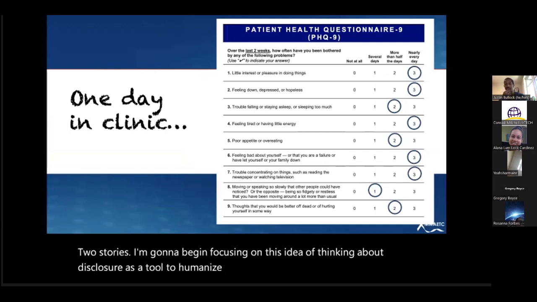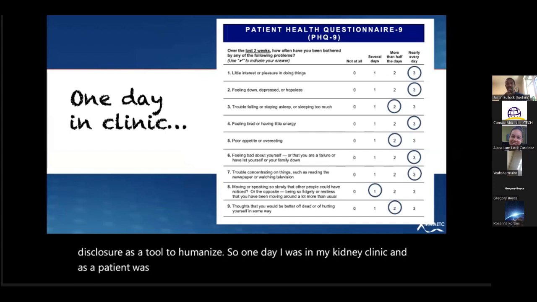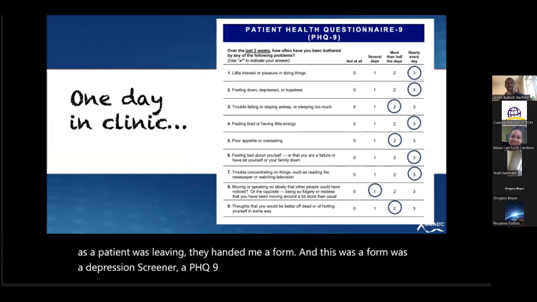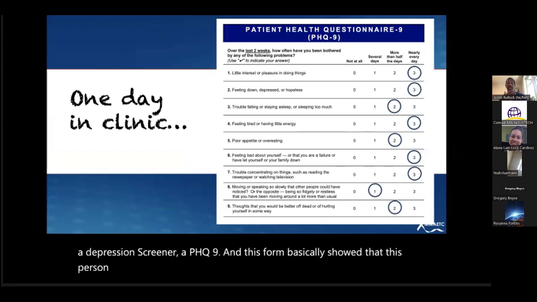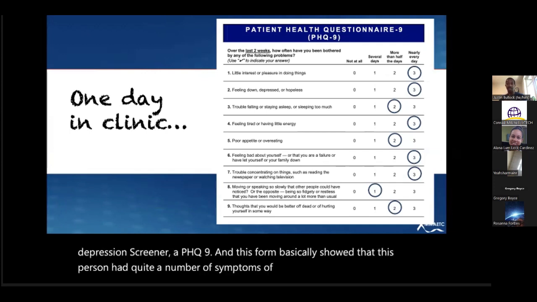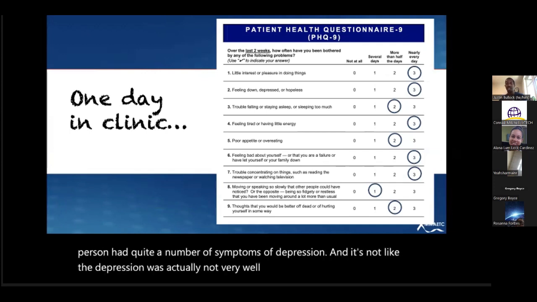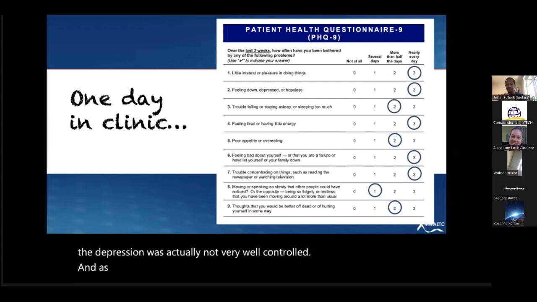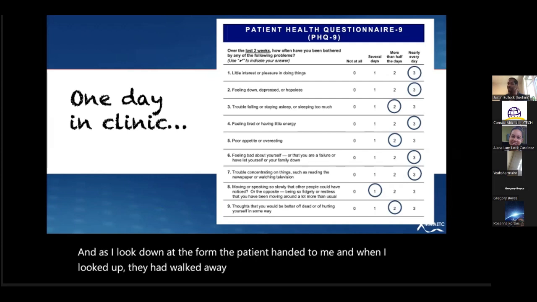So one day I was in my kidney clinic, and as a patient was leaving, they handed me a form. This was a depression screener, a PHQ-9. The form showed that this person had quite a number of symptoms of depression. It's not like the depression was well controlled. As I looked down at the form, the patient handed it to me, and when I looked up, they had walked away. And it was first in that moment that I learned that in kidney clinic, we screen for depression, because I actually didn't know.